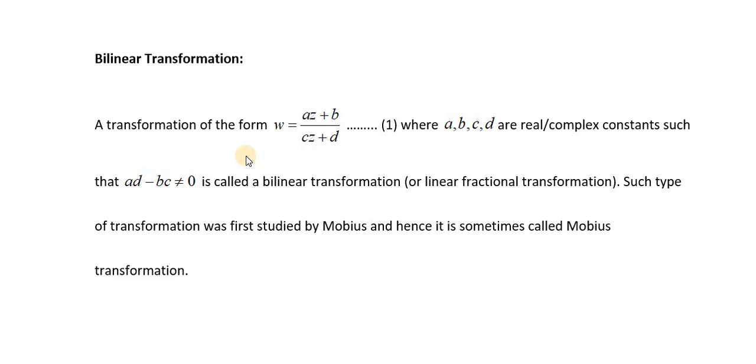Observe the same function in real numbers, that is y = f(x). Here we have y instead of w. Here the function is in terms of z, and here we have the function in terms of x. Such a type of transformation was first studied by Mobius, and hence it is sometimes called Mobius transformation.